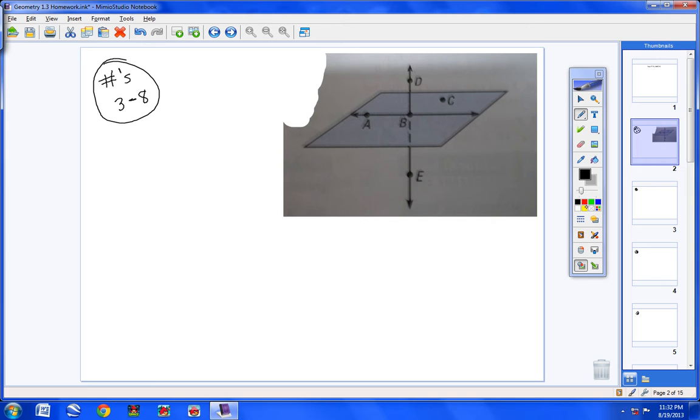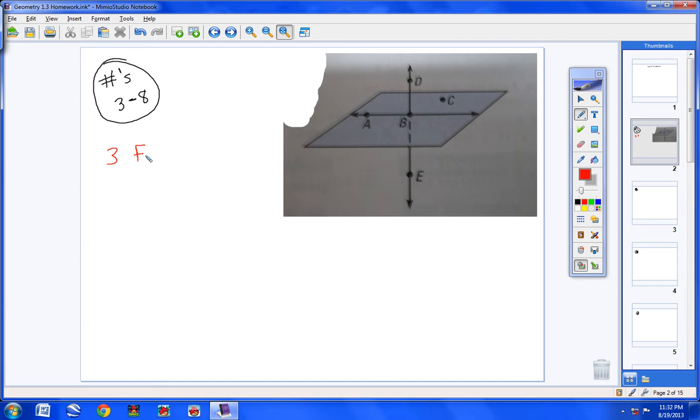Take a look at number 3. Look in your book at number 3. Number 3 says points A, B, and C are collinear. That means they're on the same line. Are A, B, and C on the same line? Here's the line that A and B is on. Is C on that same line? No, not at all. So the answer to number 3 is false.